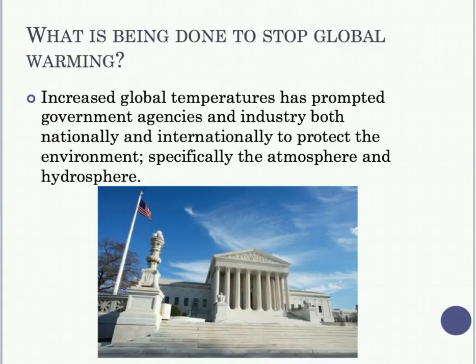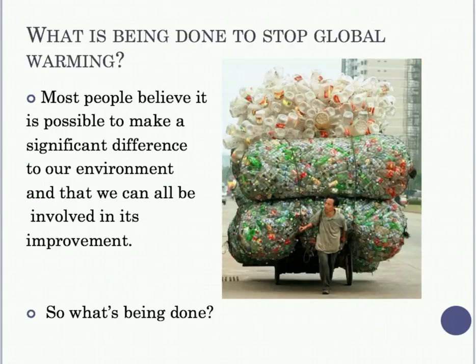Most importantly, what is being done to stop global warming? Increased global temperatures have prompted government agencies and industry, both nationally and internationally, to protect the environment, specifically the atmosphere and the hydrosphere. Most people believe it is impossible to make a significant difference to our environment, but we can all be involved in its improvement. So what's being done?